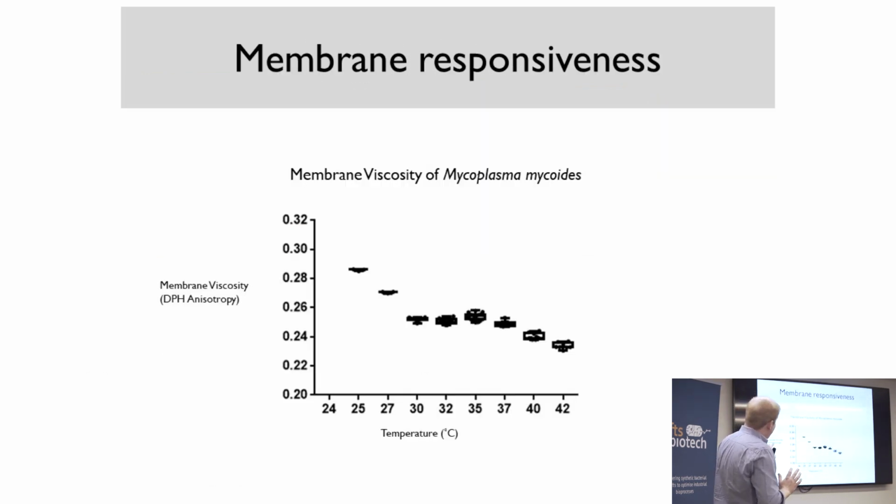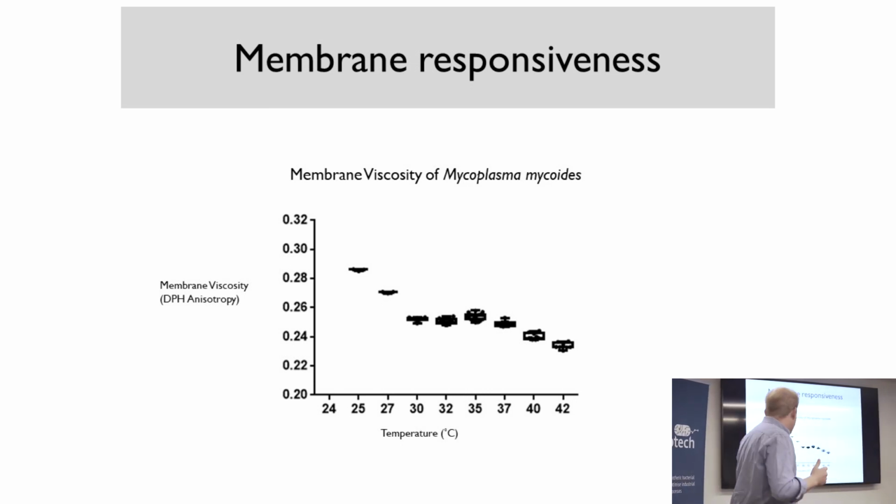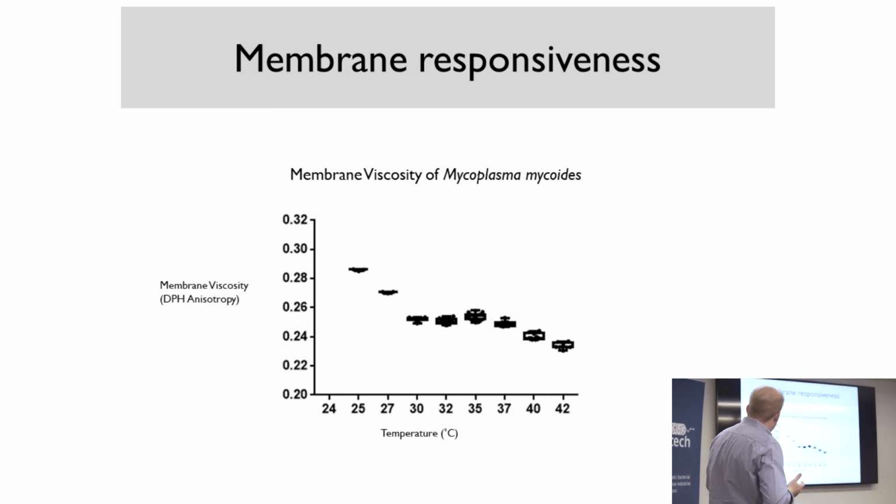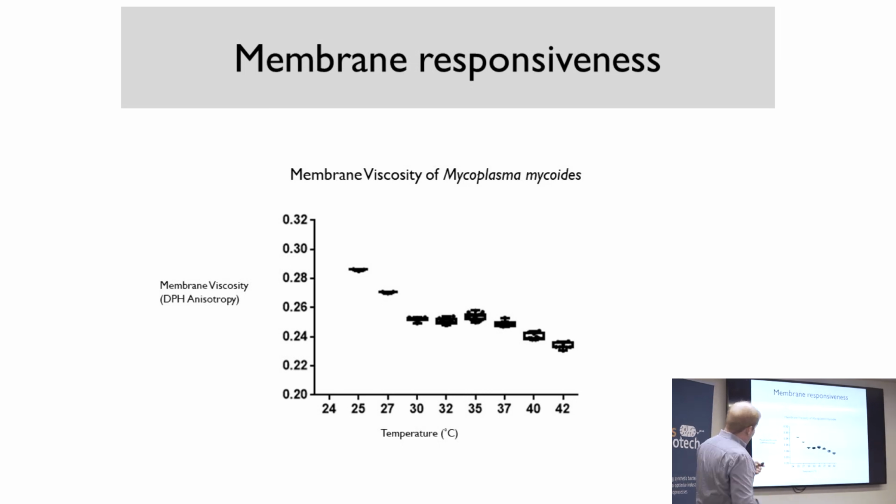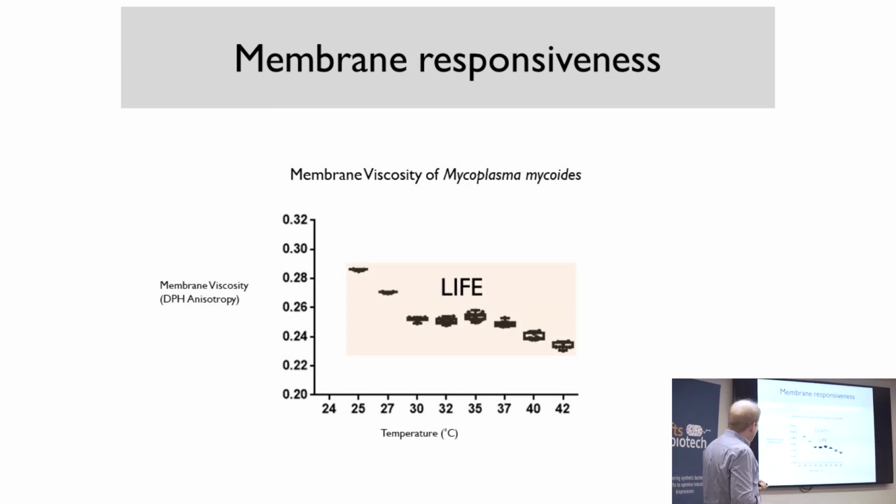Okay, I'll end on this slide. This is some preliminary data that my student Natasha generated over the summer. We just measured DPH anisotropy of Mycoplasma mycoides over a range of temperatures. And we got this. It was pretty cool because, maybe it's not surprising, but there's a range of temperatures over which there's not too much change in viscosity. Outside of that range, viscosity goes up or goes down. What this indicates is that outside of that range, the cells die. They don't grow above or below those temperatures.